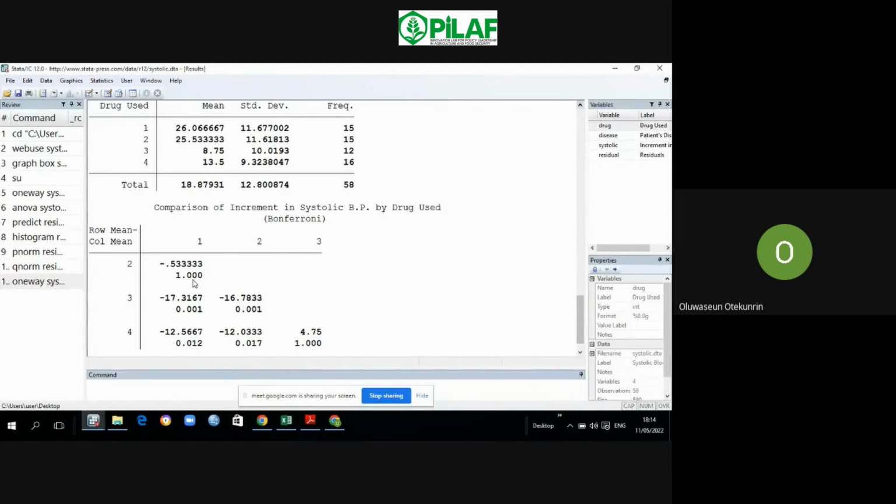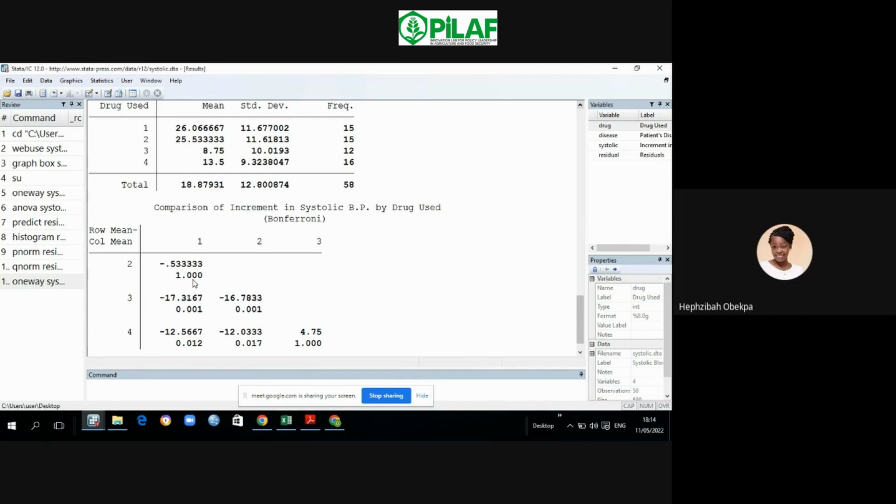Let's go to drug 4 versus drug 1. Drug 4 and 1, that is row mean minus column mean. Sorry, Dr. I have a question. Yes. Observation. Drug 2 versus drug 1, is it significant? Drug 2 versus drug 1 is not significant. It's not 1.00. Compare with your 0.05. It's not significant.